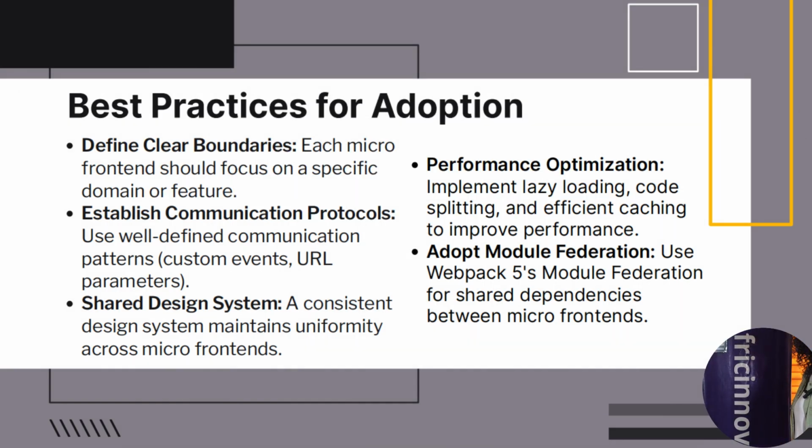Best practices for adoption. Number one, define clear boundaries. Each micro frontend should focus on a specific domain of operation. That is, when working on micro frontends, each of these features should be able to work independently of each other, so when they come together, there are no clashes with other features in the application. Number two is establish communication protocols. Use well-defined communication patterns.